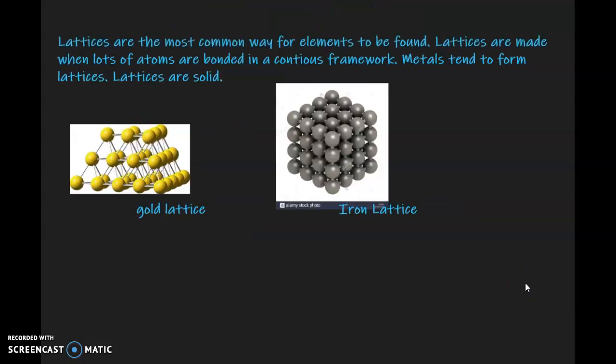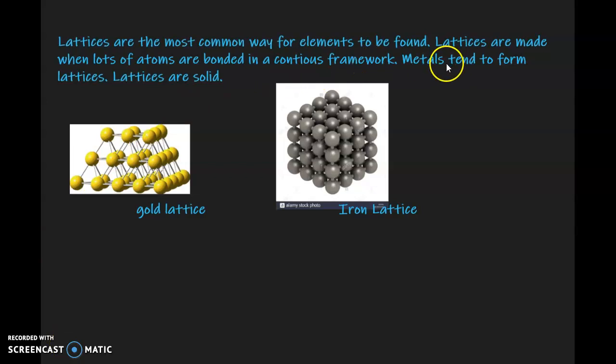The first thing you need to be aware of is that lattices are probably the most common way that you're going to find an element. They rarely form single atoms, and they also rarely form pure molecules. Lattices are when lots of atoms are bonded together in a continuous way. Here's an example of a gold lattice. You can see how it's three-dimensional, and it's very regular. There's a certain pattern to how these gold atoms are bonded together. Here's another example showing an iron lattice, and you can see it's a very, very regular structure. It's also in 3 dimensions. This is just a little snippet. It is actually much, much bigger.